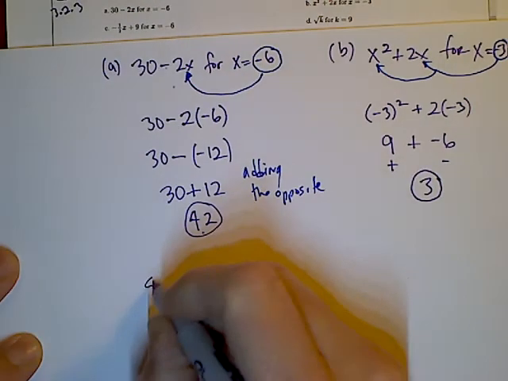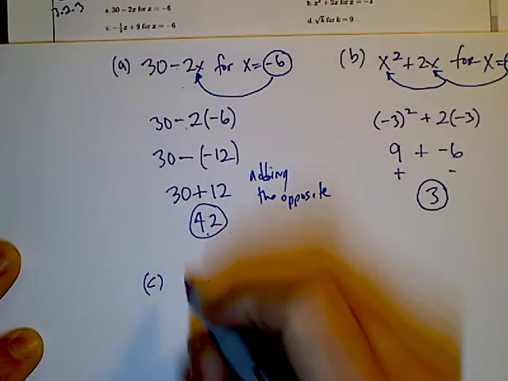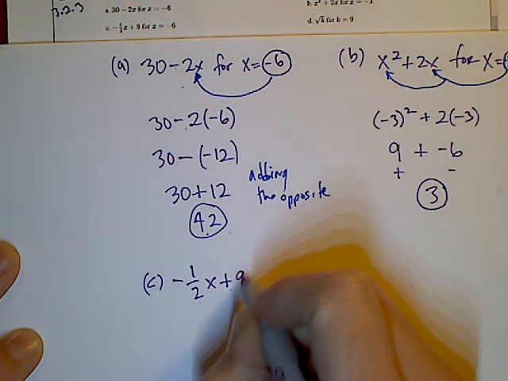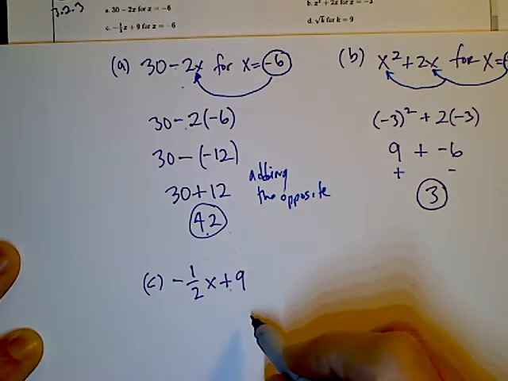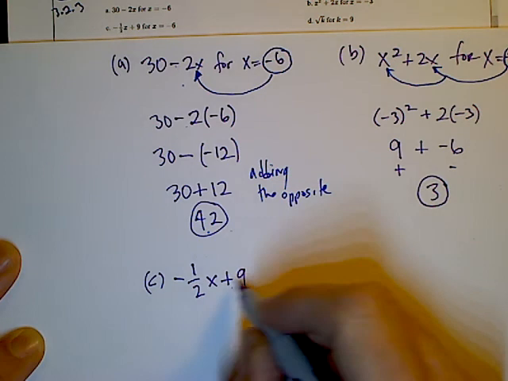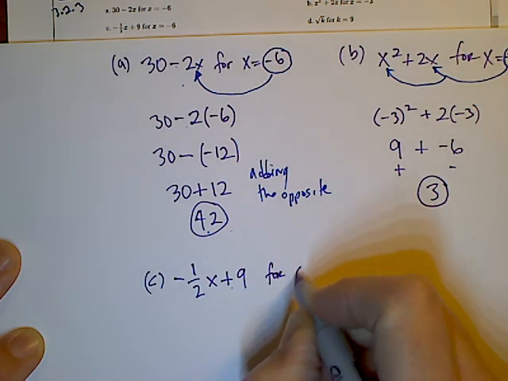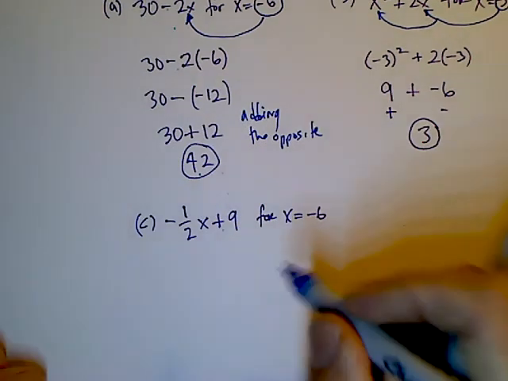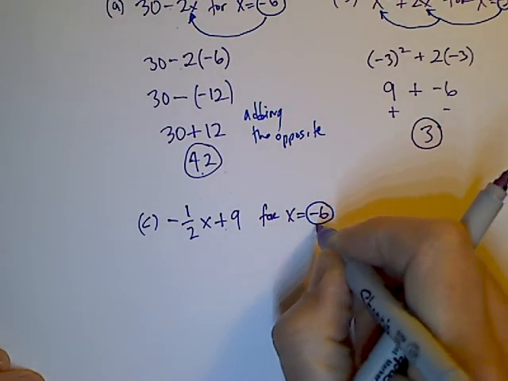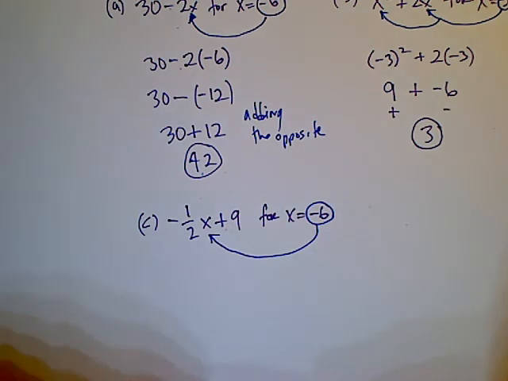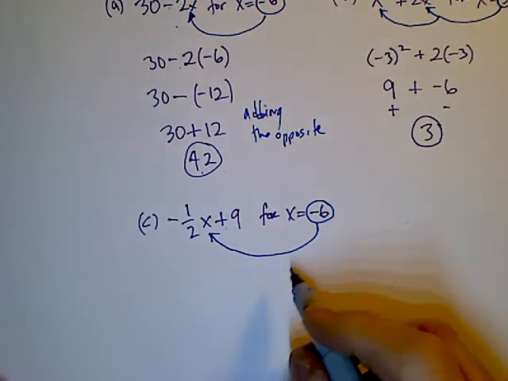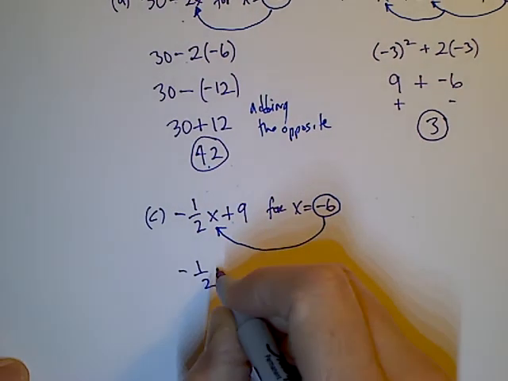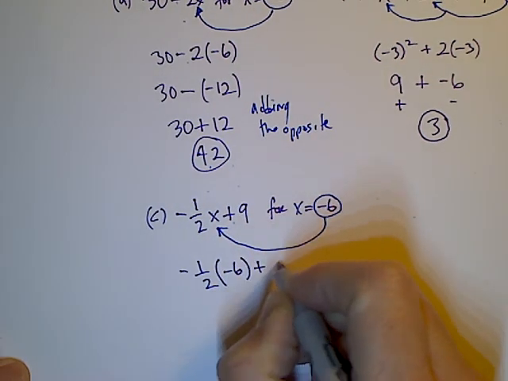Okay. And C is asking us to evaluate. So we have -1/2 x plus 9. And they want us to evaluate that. That's our expression, -1/2 x plus 9 for x equals -6. So they're asking us to take that -6 and put it in place of that x right there. That's what's happening when we're evaluating an expression for a given variable value. So -1/2 times -6 plus 9.